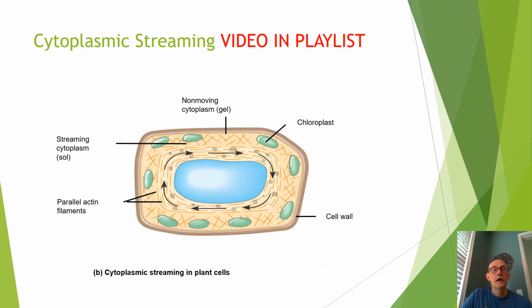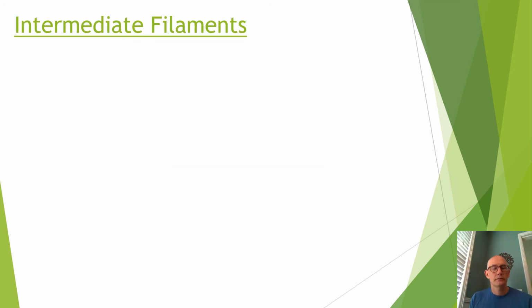Another thing that the actin filaments contribute to is allowing the cytoplasm to kind of stream and flow around in the cell. This helps the organelles move around. In plant cells, this is important because it allows the chloroplasts to flow and move, allowing them to have more sun exposure to make more food. Video of that in the playlist as well.